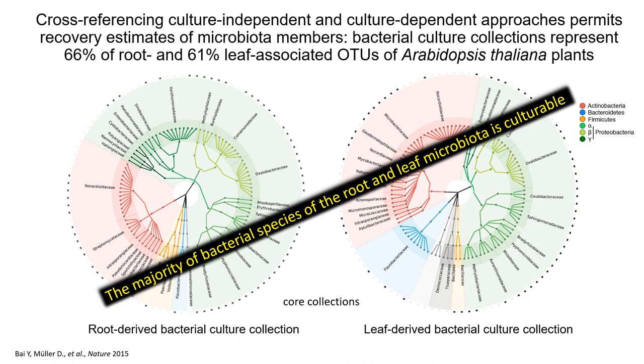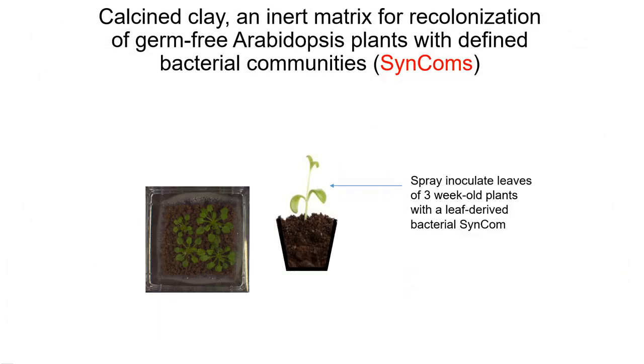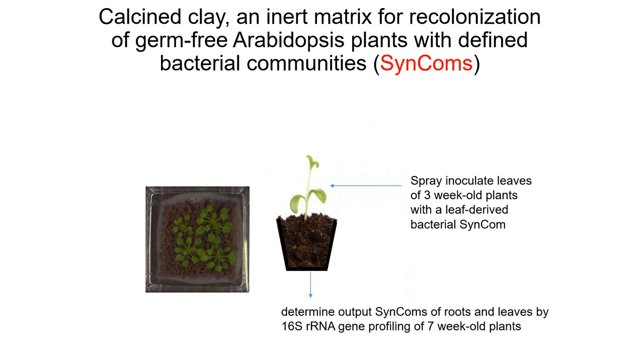Now, how do we utilize these pure cultures of the root microbiota or the leaf microbiota? This is illustrated in this slide. We use them for microbiota reconstitution experiments in the lab. For this purpose, we use calcined clay, which is an inert simplified soil matrix, and we place on this matrix surface-sterilized Arabidopsis seeds. We grow the germ-free plants for 3 weeks. In this particular experiment, we spray-inoculate them with defined communities from these pure cultures. These defined communities we also call synthetic communities, or in short, SynComs.